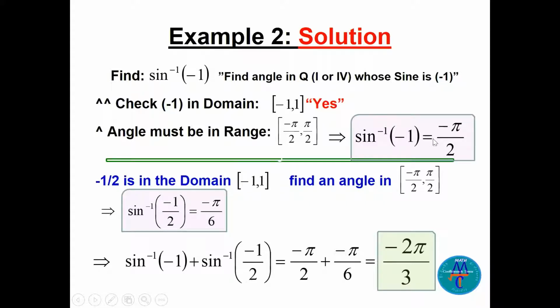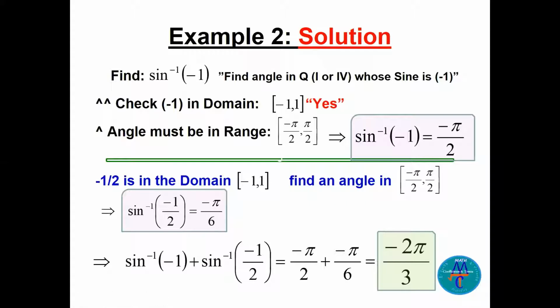Remember here, we cannot write 3 pi over 2 because 3 pi over 2 is not in this range. Now, the second one is minus half. Is minus half between -1 and 1? Yes. Find an angle. It will be minus pi over 6, which is in quadrant 4.